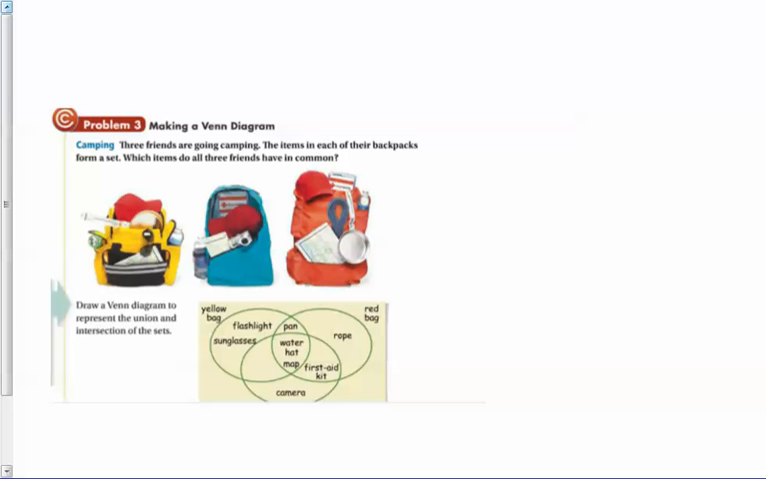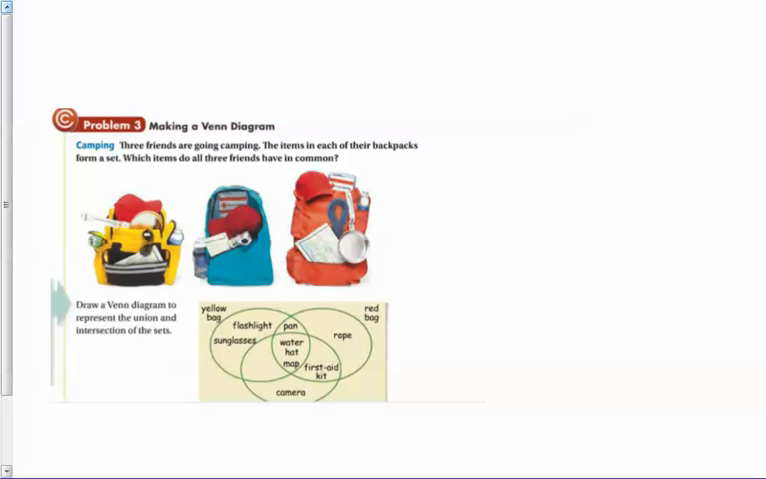In the yellow bag, I have a flashlight, some sunglasses, some water, a hat, it looks like a map, and a pan. In the red bag, it looks like I have some rope, a first aid kit, some water, a hat, a map, and a pan. And in the blue bag, it looks like I have some water, a hat, a camera, and a first aid kit.